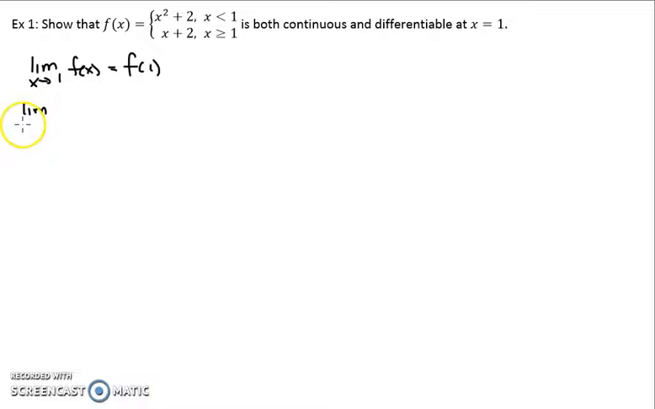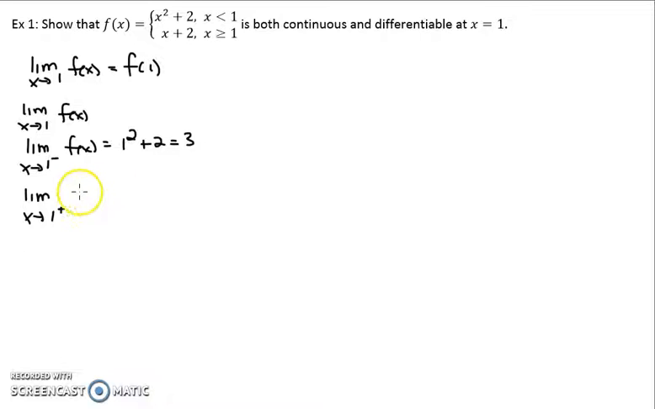So for the limit as x approaches 1 of f of x, well, the function is two different things on either side, so we have to show both pieces. We have to show the limit as x approaches 1 from the left of f of x, and that's going to be 1 squared plus 2, which is 3. We have to show the limit as x approaches 1 from the right of f of x, which is going to be 1 plus 2, which is 3. So these things match, so our limit is 3.